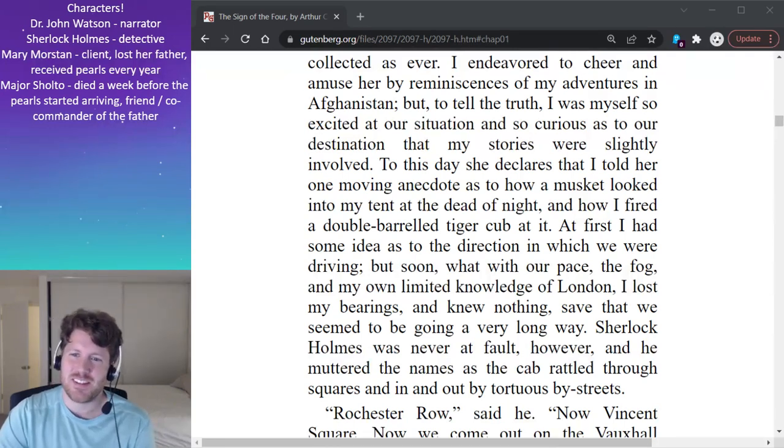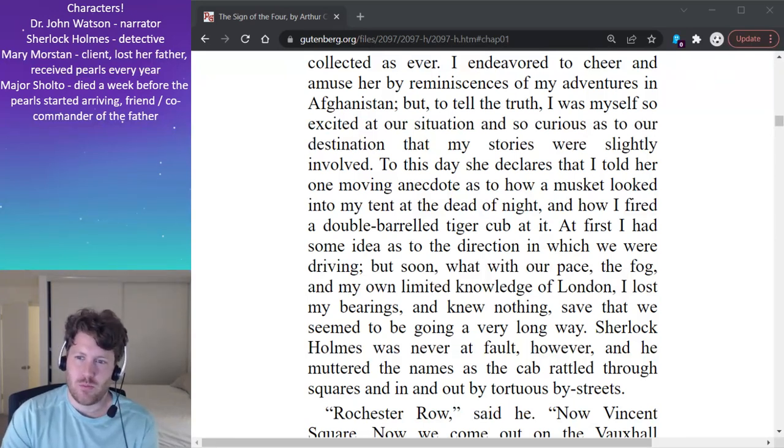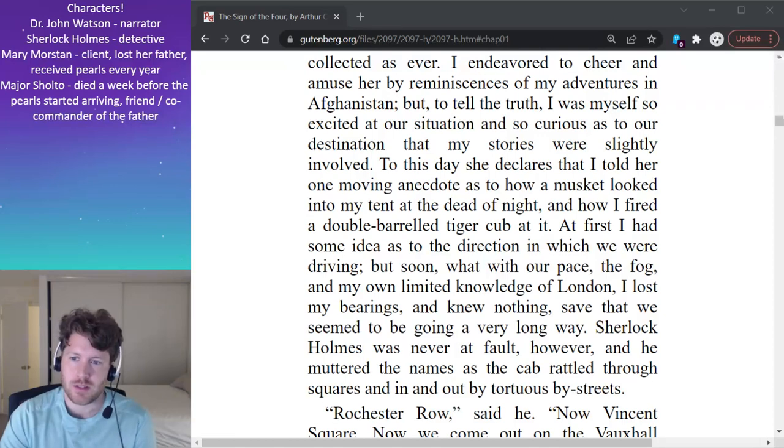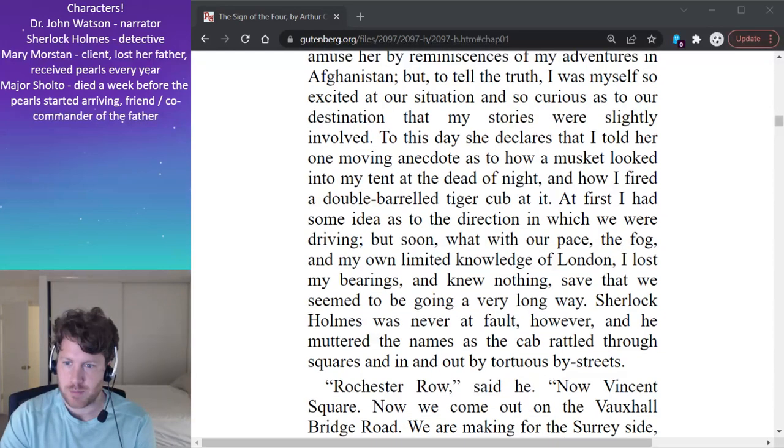At first, I had some idea as to the direction in which we were driving, but soon, what with our pace, the fog, and my limited knowledge of London, I lost my bearings, and knew nothing, save that we seemed to be going a very long way. Sherlock Holmes was never at fault, however, and he muttered the names as the cab rattled through squares and in and out by tortuous by-streets.